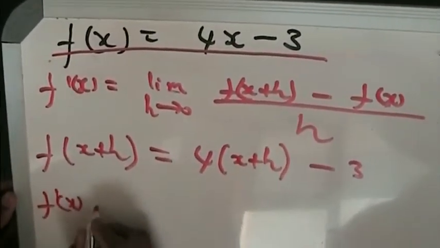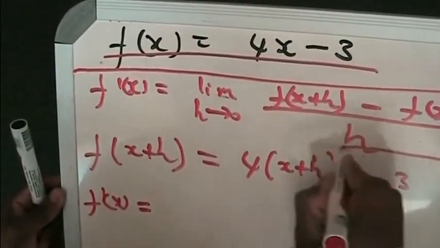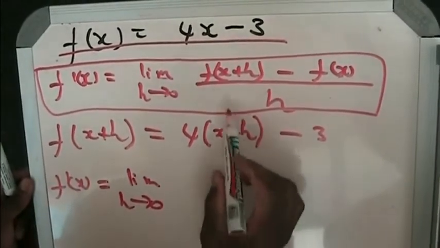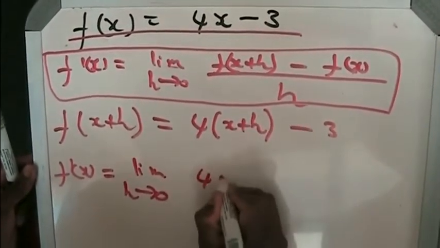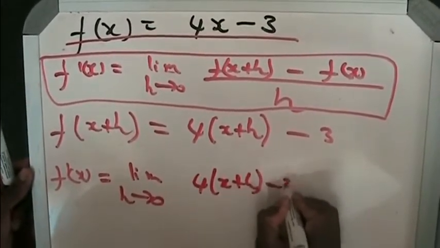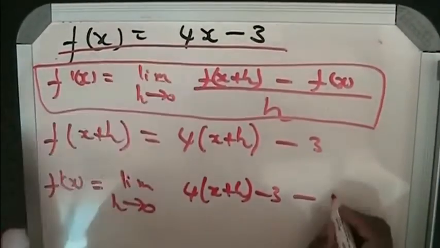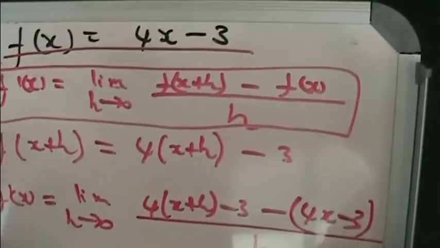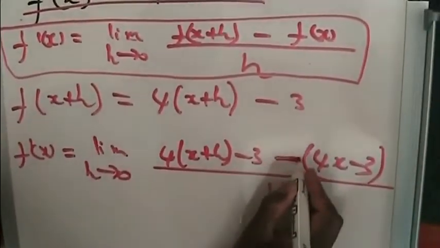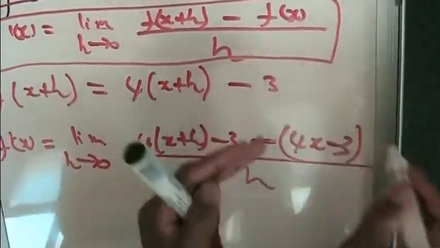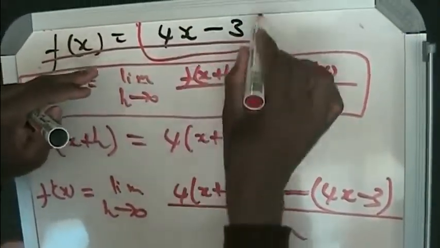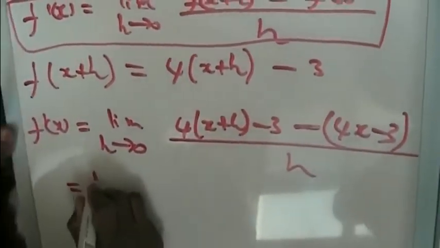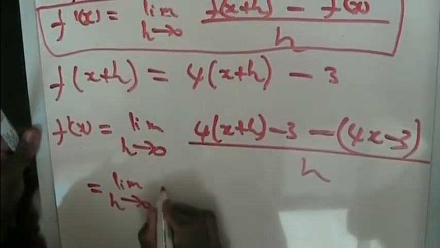Then f prime of x is equal to, this is our formula, we're going to substitute, the limit as h tends to 0 of f of x plus h, which is 4 into x plus h minus 3, minus f of x, which is 4x minus 3, over h. Why did you put brackets there? Because this minus is minus f of x, and we know that f of x is this. Oh, so that minus will affect the whole f of x. Yes, it will affect the whole f of x. Thank you.